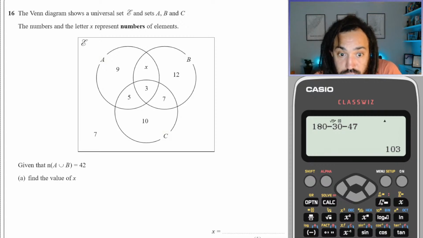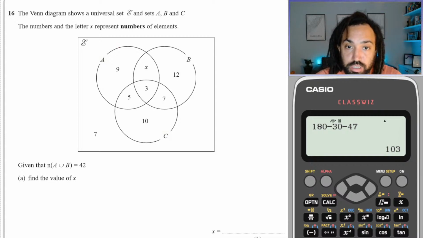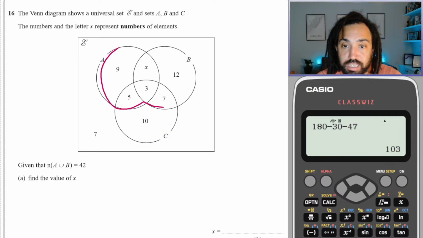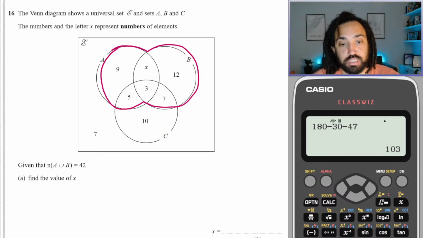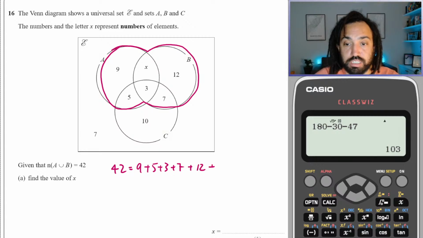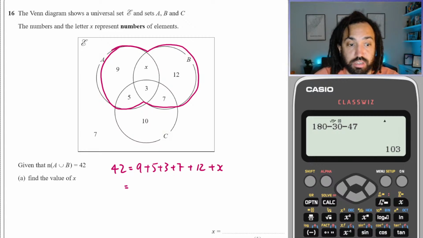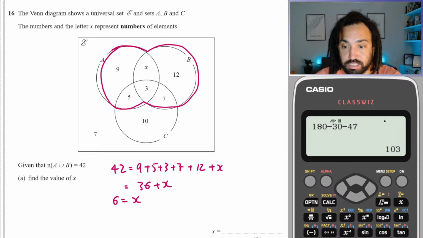Okay, this one, the number in the union is 42. So the union of A and B is all of this, like so. So the number of terms is 42, and clearly I can see here that there is 9 plus 5 plus 3 plus 7 plus 12 plus x. Which is 14, 24, 36, so it's 36 plus x. So take 36 from both sides, so 6 equals x.